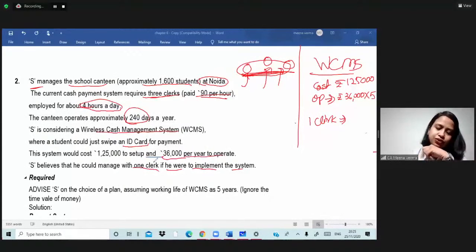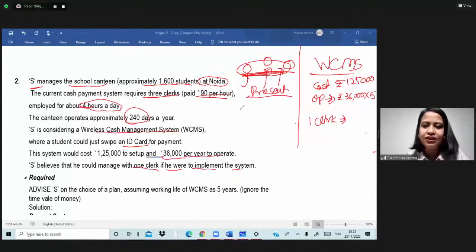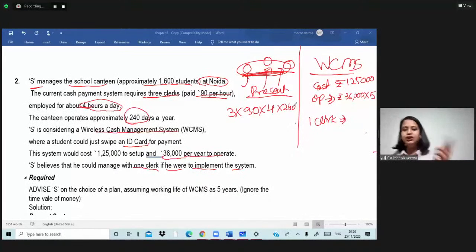Now you have to find out whether the proposed system is good or not. First, the present system. In the present system, there are three clerks. You are paying 90 rupees to each clerk for 1 hour, and the clerks will operate for 4 hours for 240 days. This is the total amount which you will pay to the three clerks.